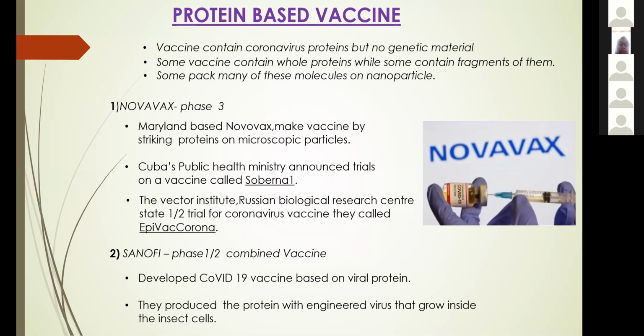Maryland-based Novavax makes vaccines by sticking proteins on microscopic particles. Cuba's Public Health Ministry announced trials on a vaccine called Soberana. The Vector Institute, Russian Biological Research Center, started phase 1 and 2 trial for coronavirus vaccine they called EpiVac Corona. Second protein-based vaccine is Sanofi phase 1 and 2 combined vaccine, which developed COVID-19 vaccine based on viral protein. They produce the protein with engineered virus that grows inside the insect cells.